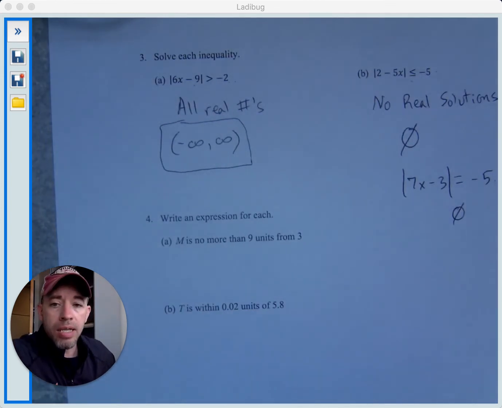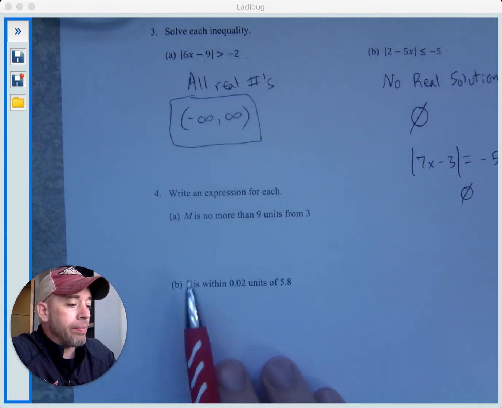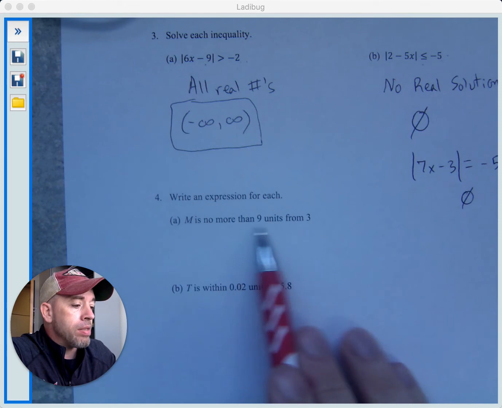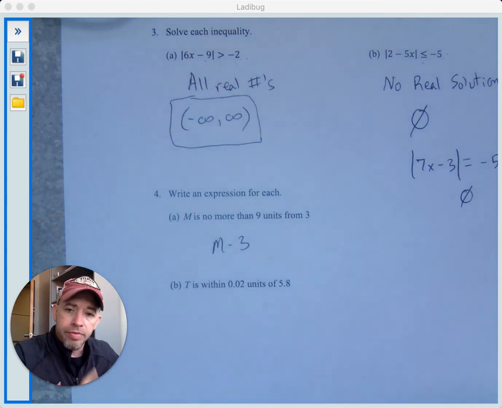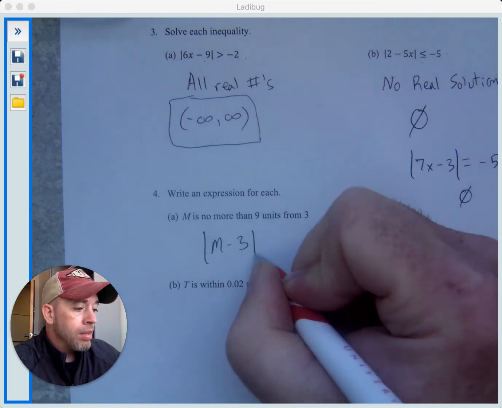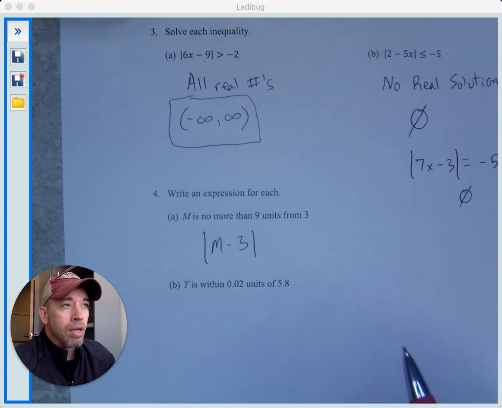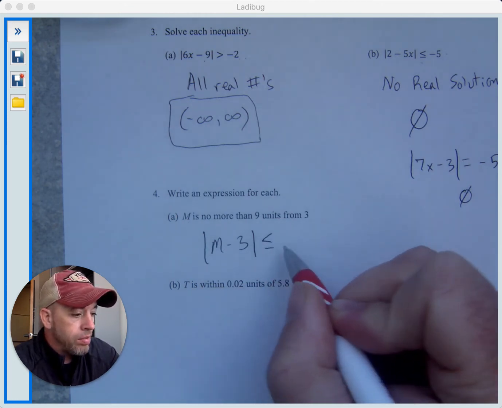Alright, so let's look at the last thing we have to do, and we're asked to write expressions for each of these using absolute value. So this one says m is no more than 9 units from 3. So if we look at how far m is from 3, an expression for the distance between m and 3 is m minus 3. Kind of, because we don't know which side of 3 m is actually on, do we? So if m were on the smaller side of 3, we would do 3 minus m. But the way to take care of that is to do absolute value. The distance between m and 3 can be written as the absolute value of m minus 3. If that's no more than 9 units, that means it's either 9 units or less, right? So this expression is less than or equal to 9.